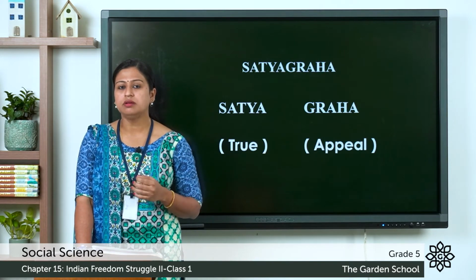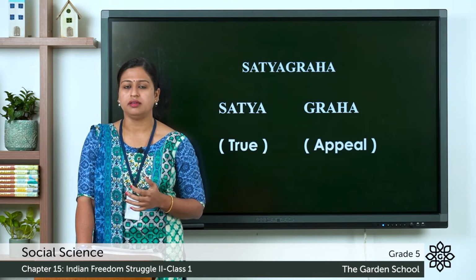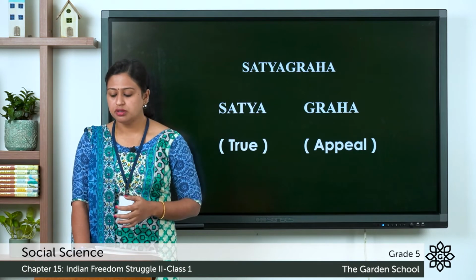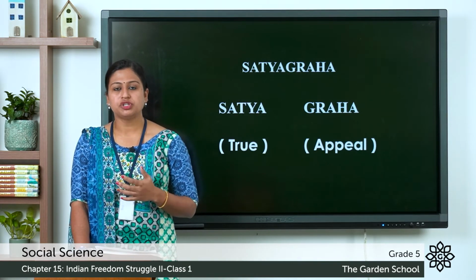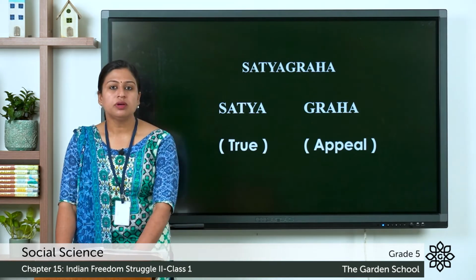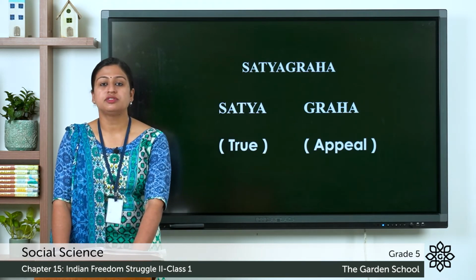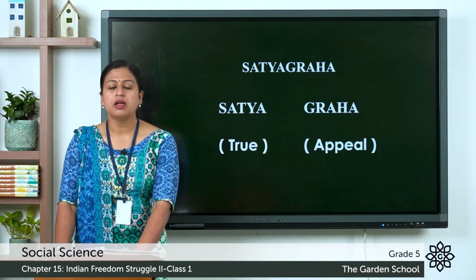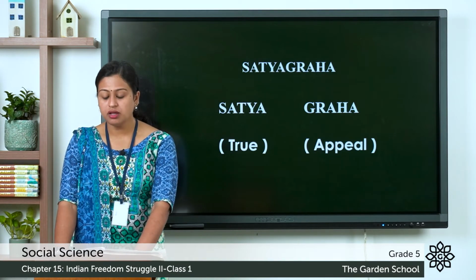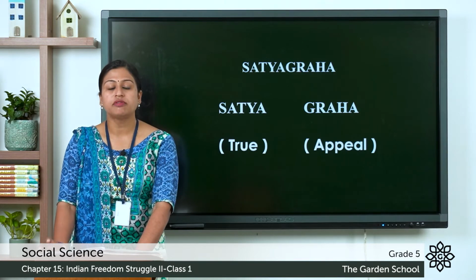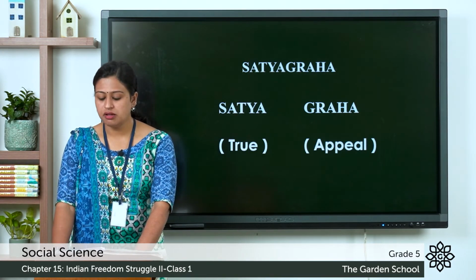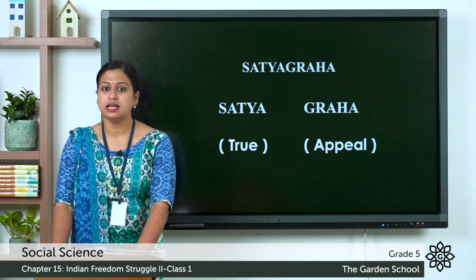And he also believed that a Satyagrahi, a person who appeals for truth, should always be truthful and peaceful. So, in the year 1915, just after his return to India, Mahatma Gandhi took a year to travel all over India to understand the problems of common people, and he also joined the national freedom movement in 1919.